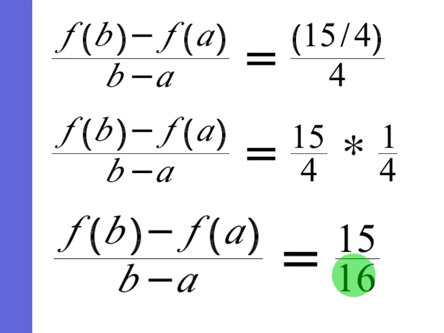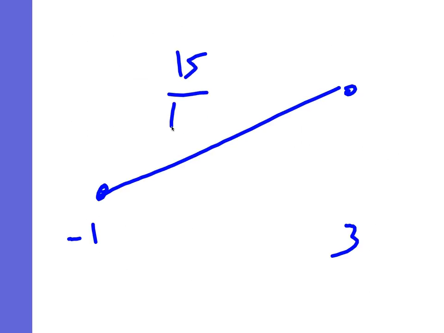15/16. Okay. So that means the slope of our secant line on the interval negative 1 to 3 is 15/16. Maybe I should show that before we keep going. Okay, so we'll just have a point at negative 1, and we will have one somewhere on this graph at 3. And the slope of this line is going to be 15/16, close to 1. Okay, so we want to find a tangent line on this graph that's equal to that slope.